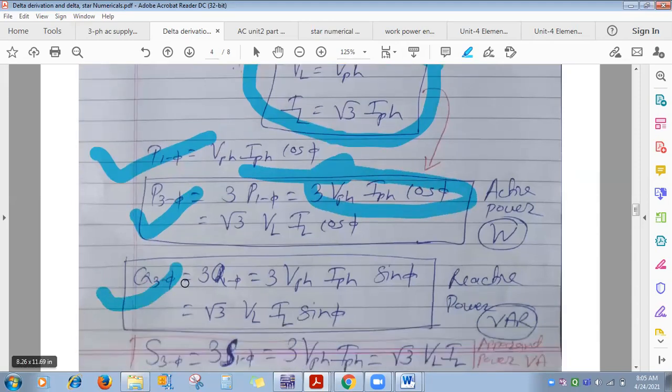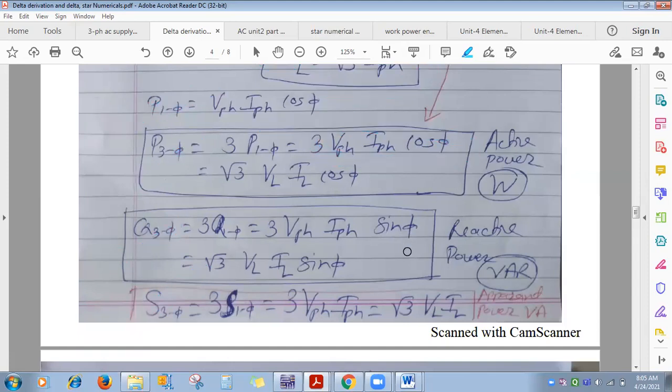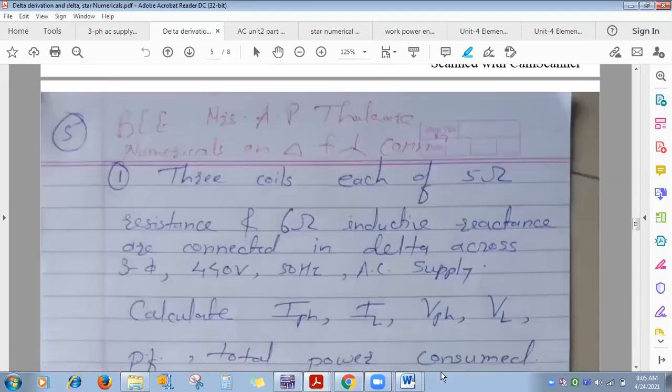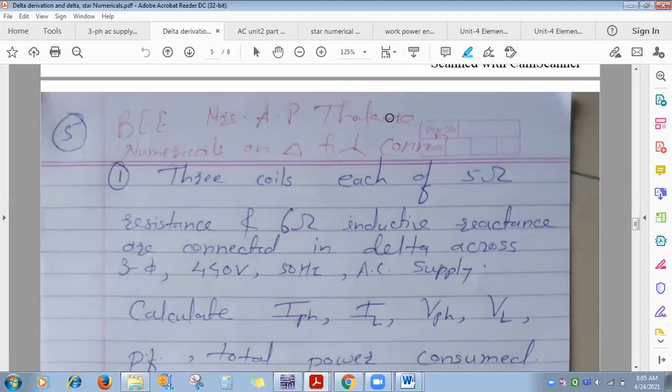Same is the case for reactive power and apparent power. Unit and everything we have covered in first unit. And today we are going to see the numericals on star and delta connected load. So first one is on delta. Everyone please concentrate here because this one is important. Based on the star and delta connected load, you will get asked numericals also.